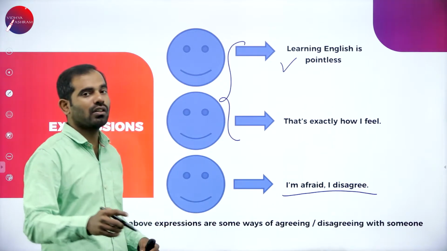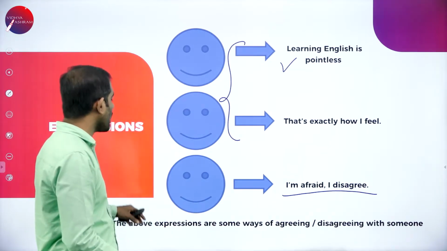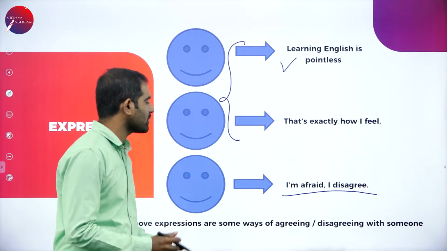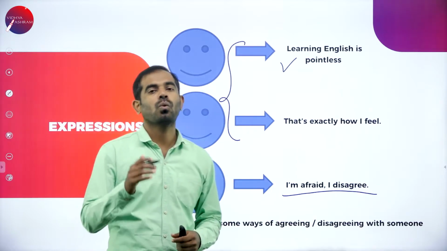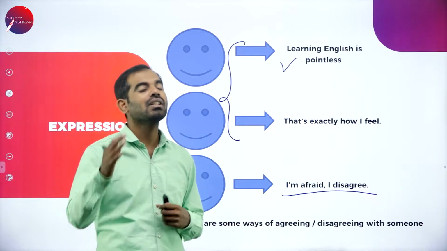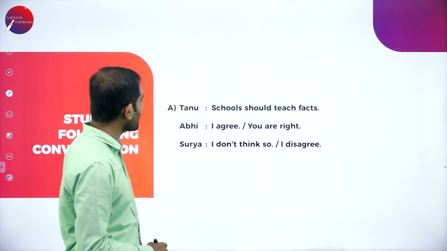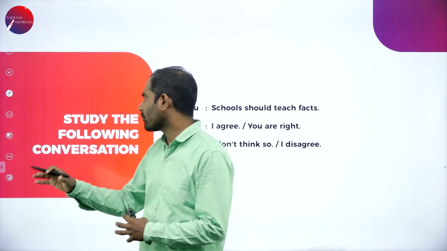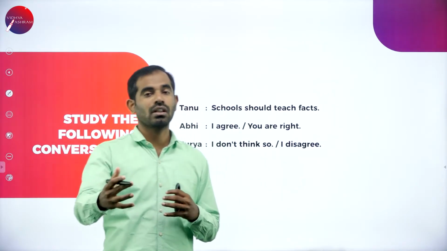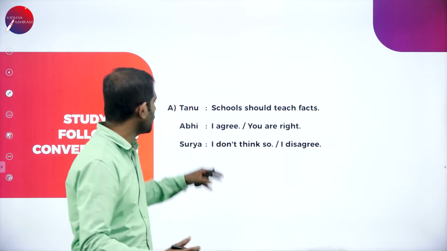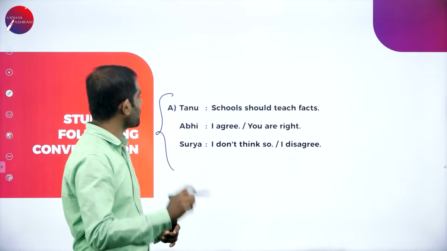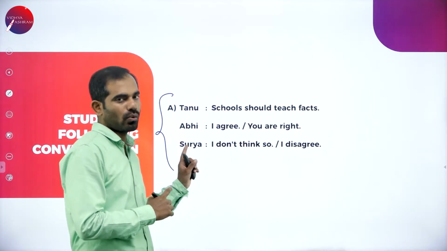Next, try to observe the bottom of the page or the bottom of the exercise. It is given, the above expressions are some ways of agreeing or disagreeing with someone, or it could be with some ideas or concepts that we are discussing. Now here is the conversation. Try to observe this. Study the following conversation. There is a dialogue, there is a situation, there is a context that we need to understand. The very first thing we get to know is concept A, Tanu. This is situation A.